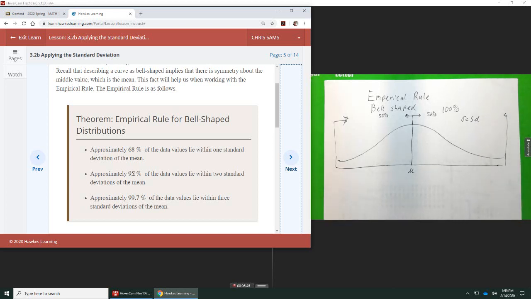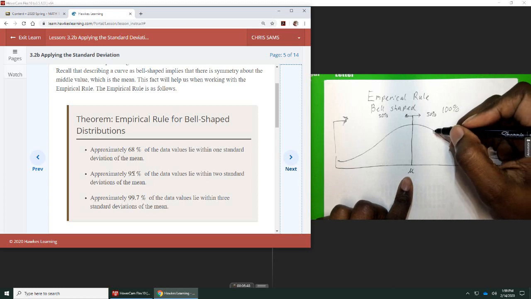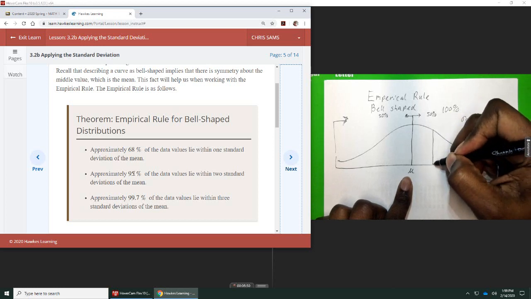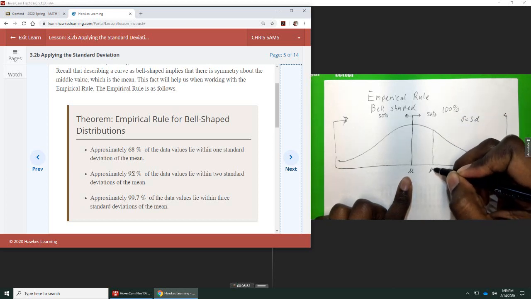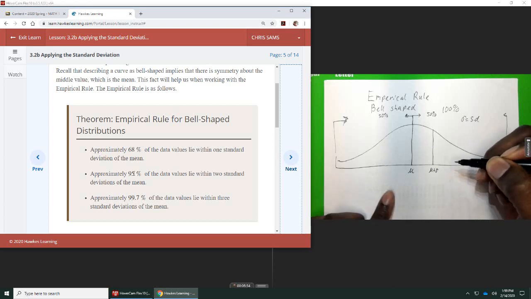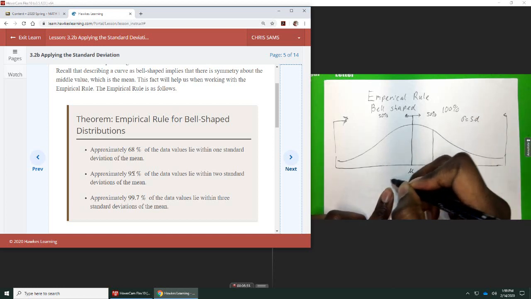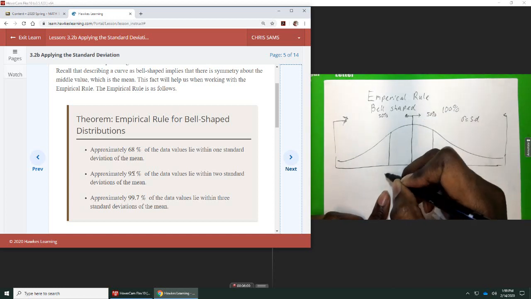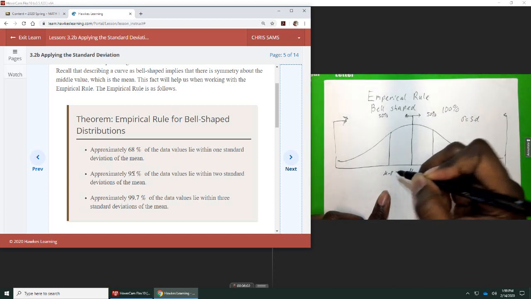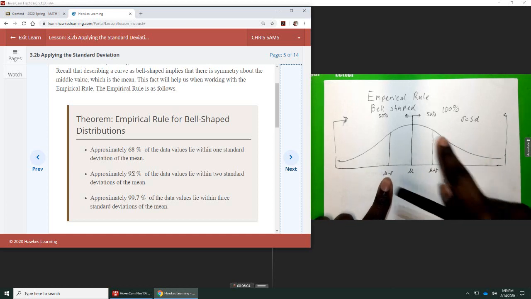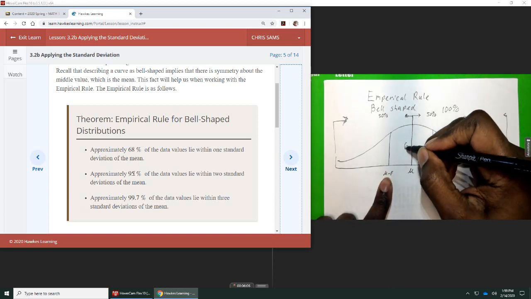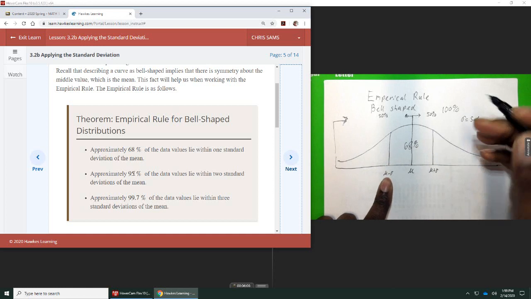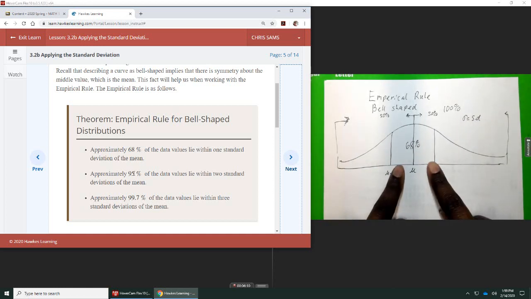What the rule says is if you take your mean and add one standard deviation, so this will be your mean plus 1 sigma, and if you subtract that same value from the mean, so this will be your mean minus sigma, this interval contains 68% of your data. That's always the case. So 68% is right here between these 2 points.